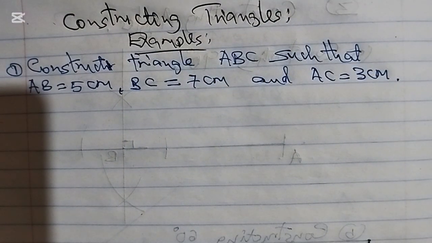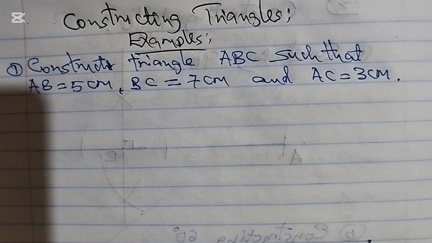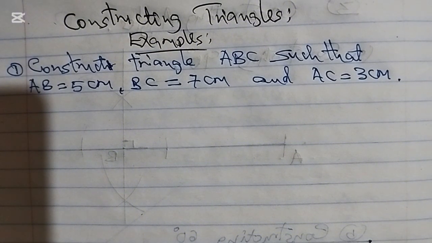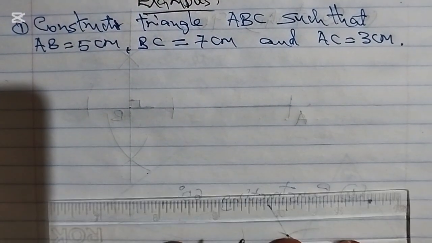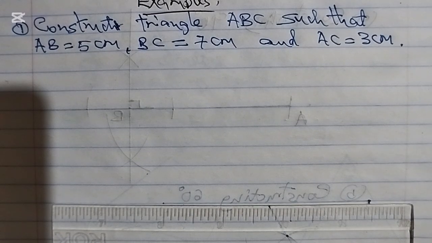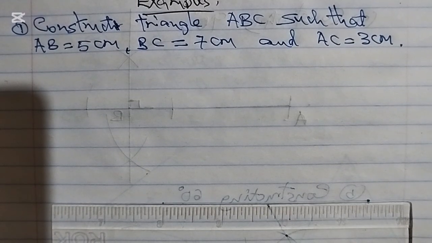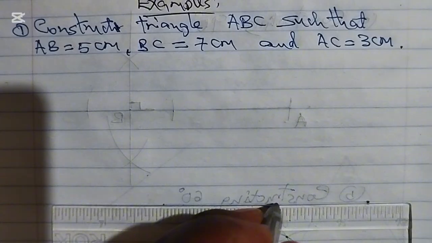We are supposed to construct triangle ABC such that AB is equal to 5 centimeters, BC is equal to 7 centimeters, and AC is equal to 5 centimeters. How are we going to do this? They are saying AB is equal to 5 centimeters. So I'm going to guide you step by step into understanding exactly how this should be done. So step number 1, we are going to draw our line AB here.